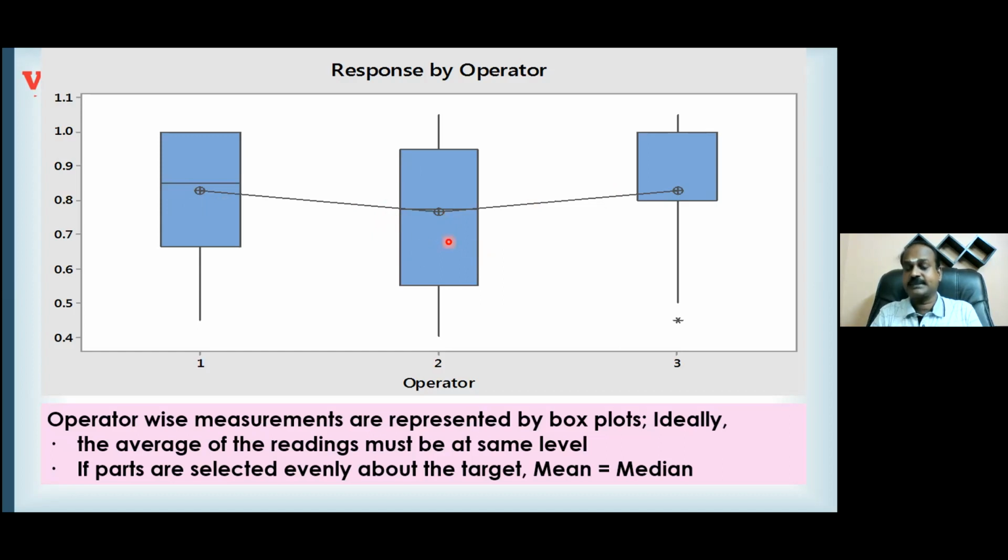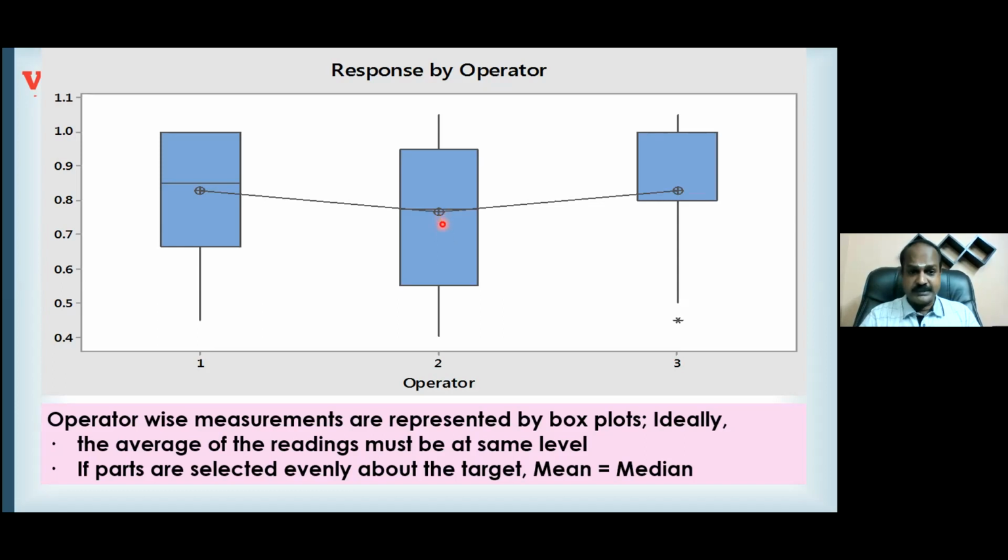You selected 10 parts. If you select exactly 5 parts on the right side and exactly 5 parts on the left side of the target, and if the data is distributed with equal interval, automatically the median will overlap with the mean. If you select the parts in such a way, you will also understand who is measuring correctly, and what kind of action you can take, that also can be understood.